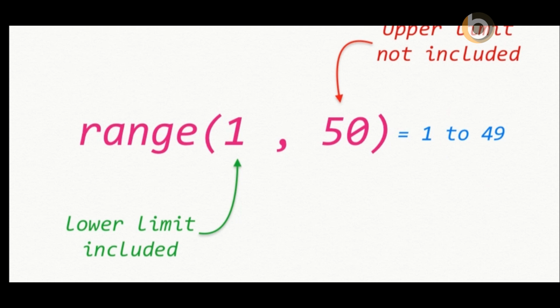In range function, lower limit is always included, but the upper limit is not included. In this example, where we have specified 1 as the lower limit and 50 as the upper limit, the output is from 1 to 49. The output included the lower limit, that is 1, but didn't include the upper limit, that was 50.